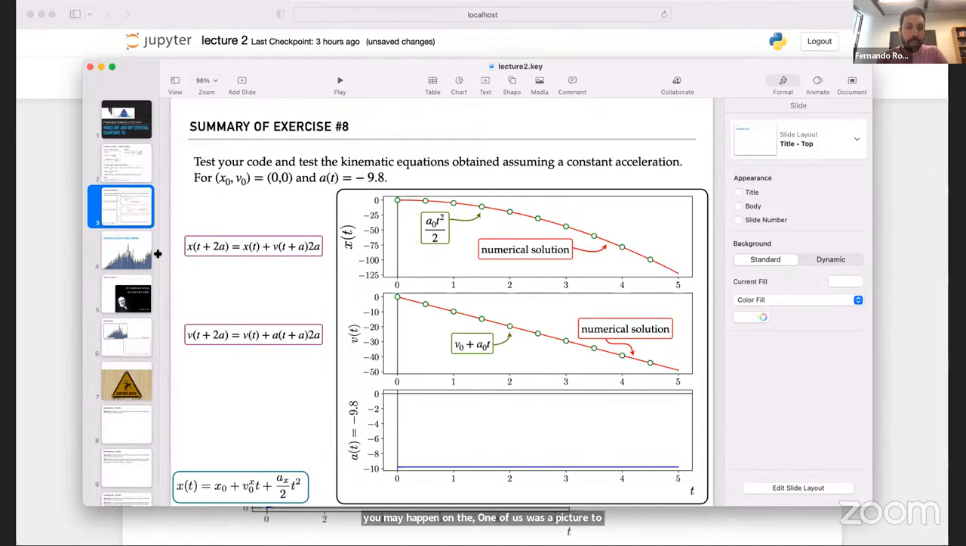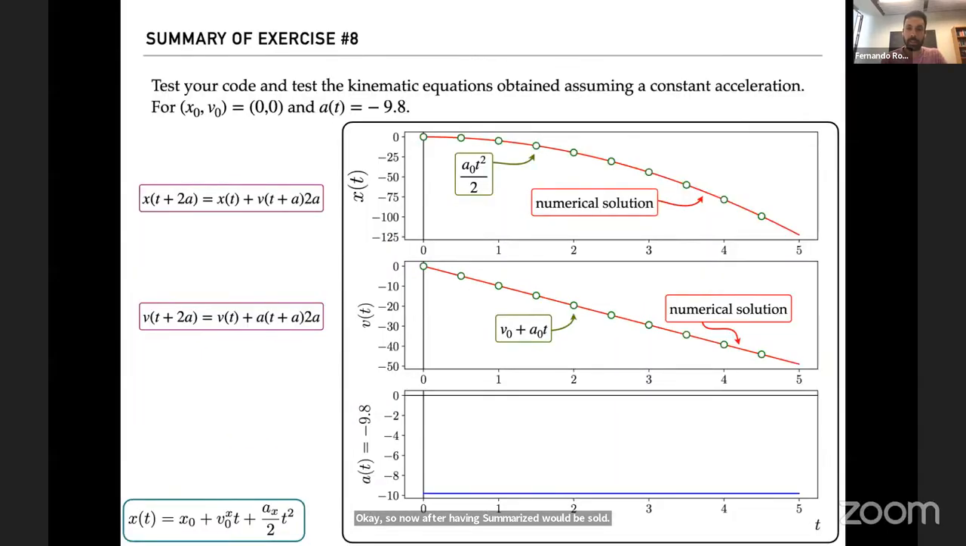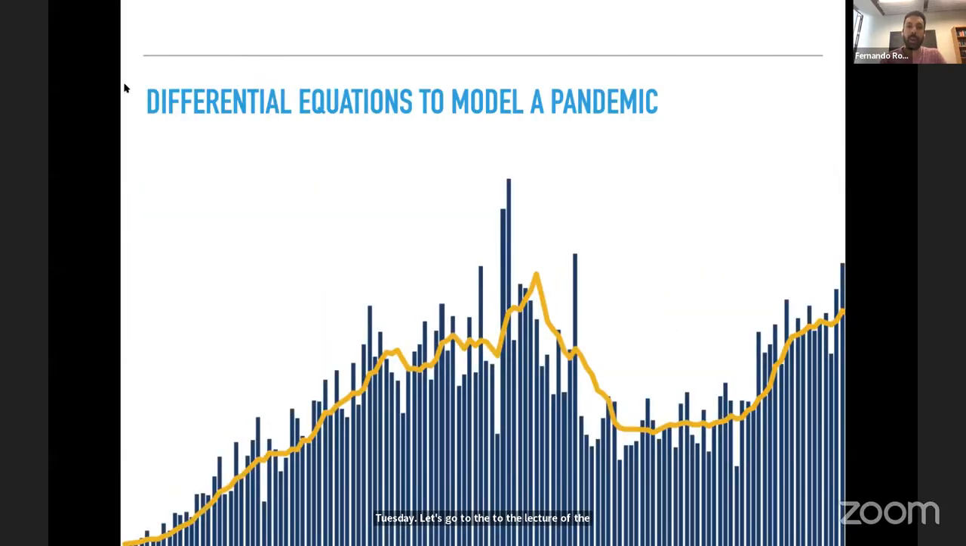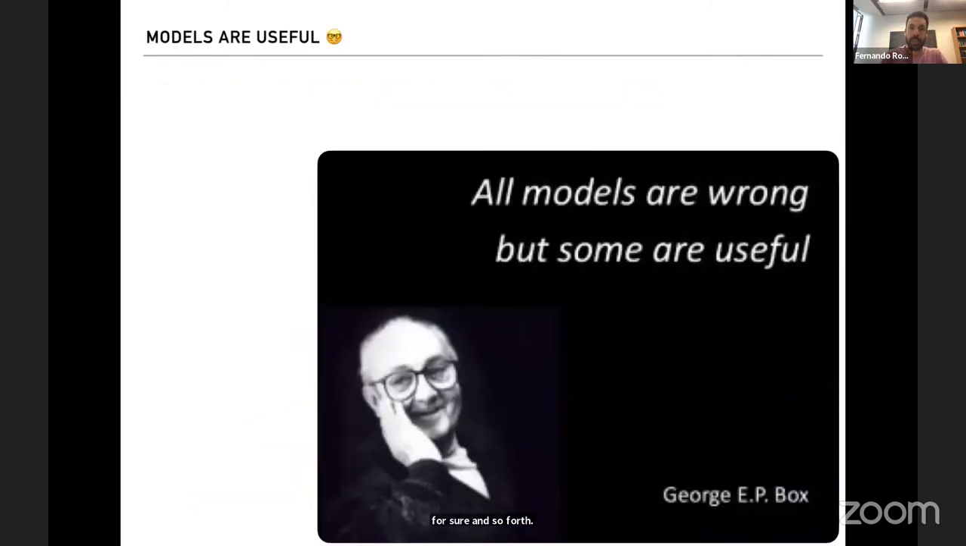Okay, so now, after having summarized what we saw on Tuesday, let's go to the lecture of the day, which, as I promised you, is differential equations. It's the same kind of mathematical entity that we're going to be using, but now we're going to use it to model a pandemic. Again, this feels a little bit like 2020, but it's still relevant and will be relevant in the future for sure in some form.